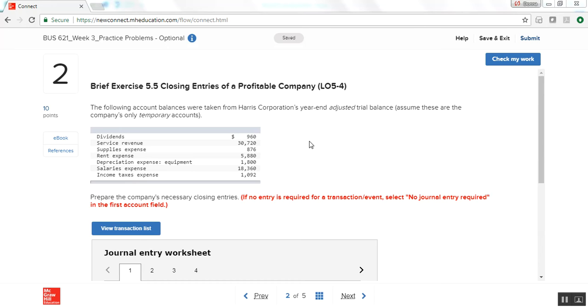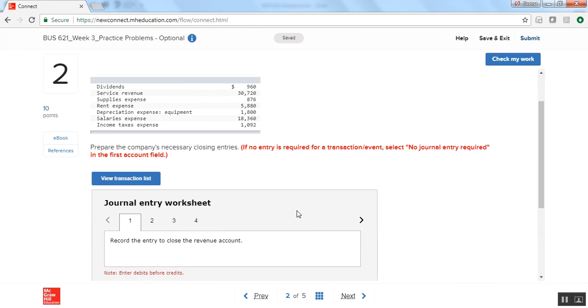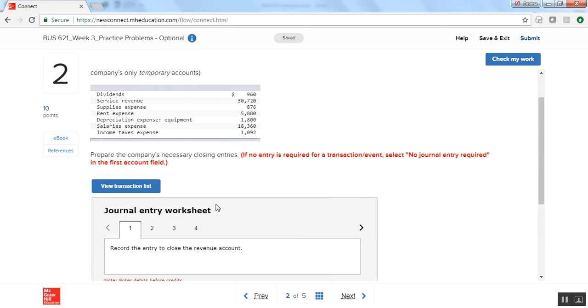So here's an example where we're going to be doing closing entries of a profitable company. These were taken from the adjusted trial balance, and these are the company's only temporary accounts. So we're going to prepare some closing entries. So record the entry to close the revenue account. Here we have our revenue, service revenue.